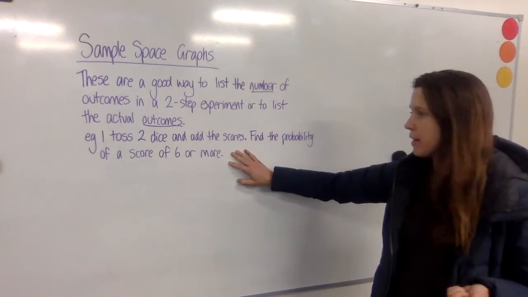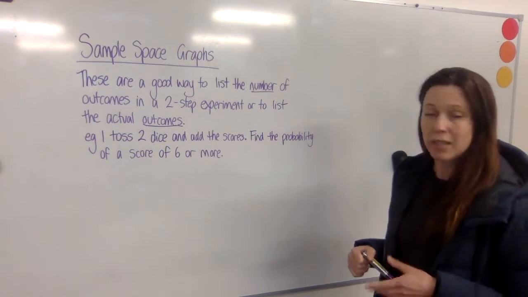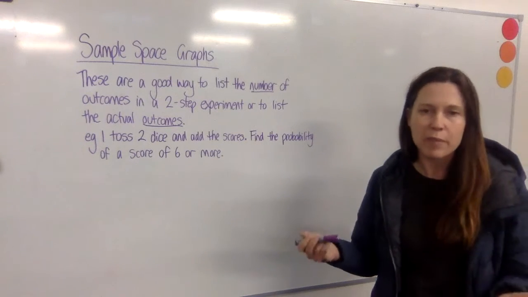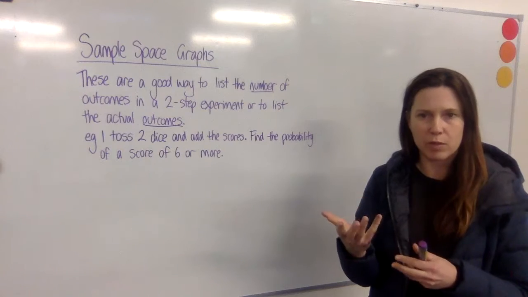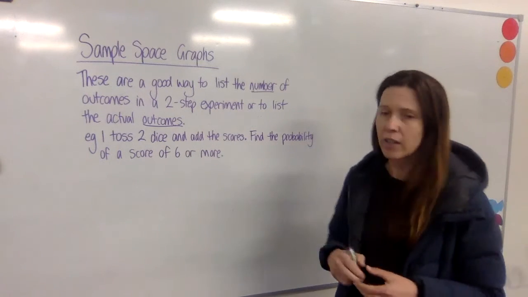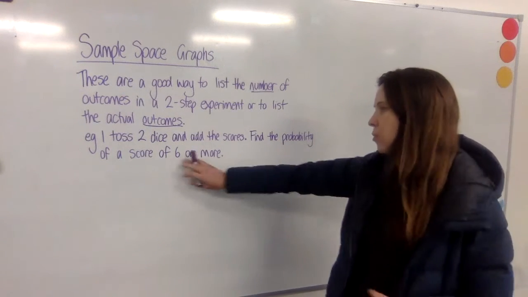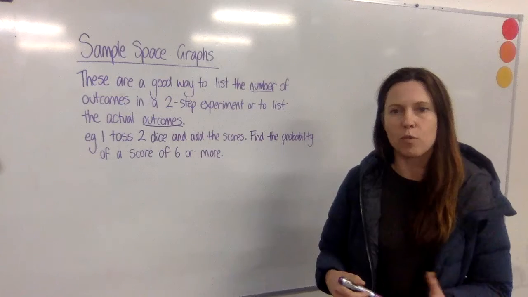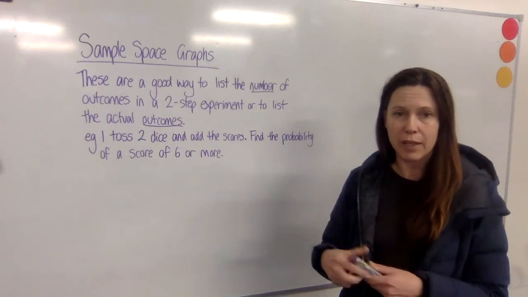I toss 2 dice and I add the scores. Find the probability of a score of 6 or more. Now, off the top of my head, I know that when I toss one die, I can get 1, 2, 3, 4, 5, or 6. And I know when I toss the other one, I can get the same. So potentially, the lowest score I might get is 2, and the highest score is 12. But the actual probability of 6 or more is not something that leaps straight to my head, because I know it's more complicated than that.